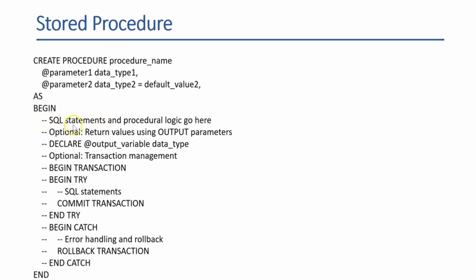If you want to get a value from the stored proc, you can mention that as part of the output parameters. So you can have the input parameter here, which is passed from the application which executes your stored proc, and the output parameter is the return value from the stored proc. You can also do the entire transaction management if needed from the stored proc itself. That is your begin transaction, end transaction, and also the error handling here.